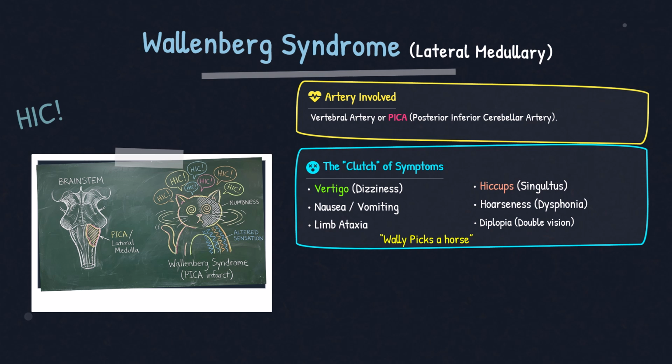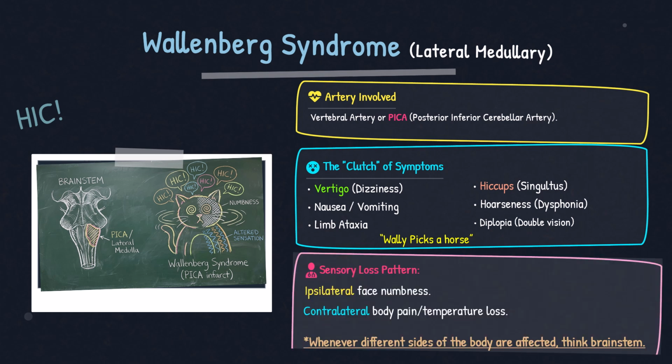How you can remember Wallenberg syndrome is Wally picks a horse, which would be Wallenberg, PICA, and hoarseness. These patients will also present with ipsilateral face numbness and contralateral body pain and temperature loss. A good rule of thumb is whenever different sides of the body are affected, think about the brainstem being affected.